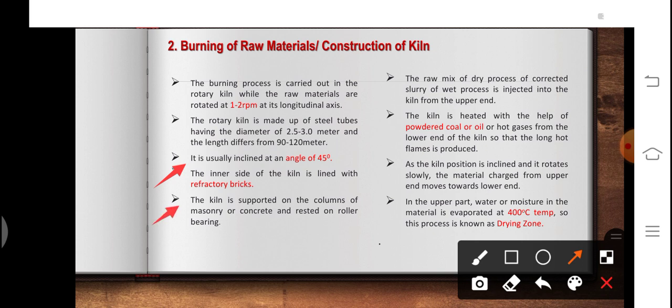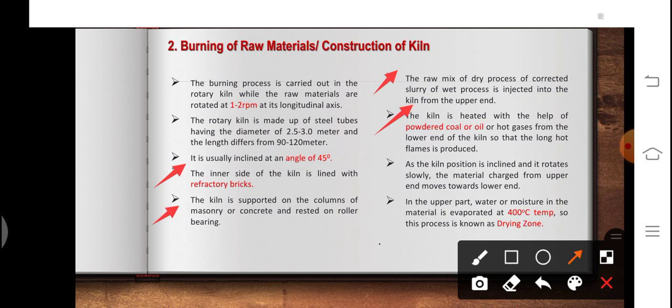Now the kiln is supported on columns of concrete and it rests on roller bearings so that it can be moved easily from one place to another since it is very heavy. Now the raw mix of dry process or a slurry is injected into the kiln from the upper end. So these raw materials are charged from the upper end of the kiln. Now the kiln is heated with the help of powdered coal or oil or hot gases from the lower end of the kiln so that the long hot flames can be produced.